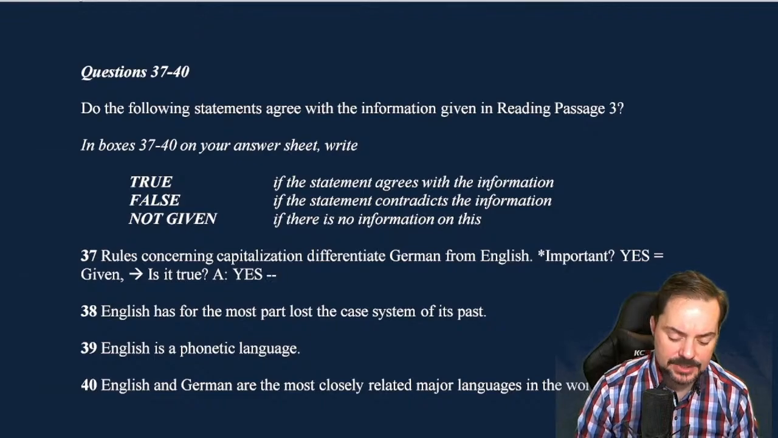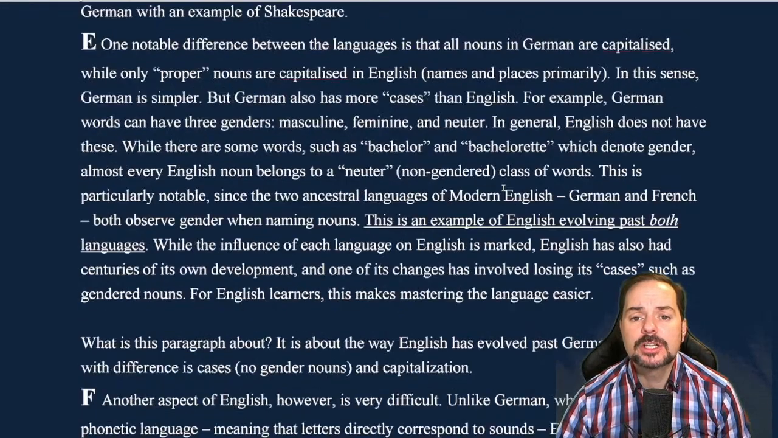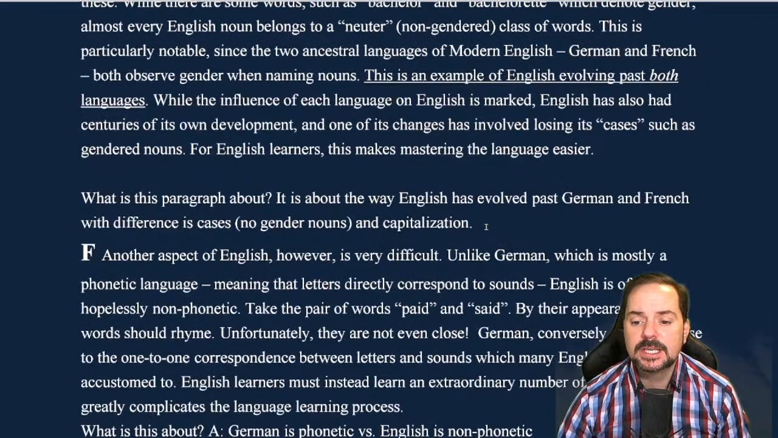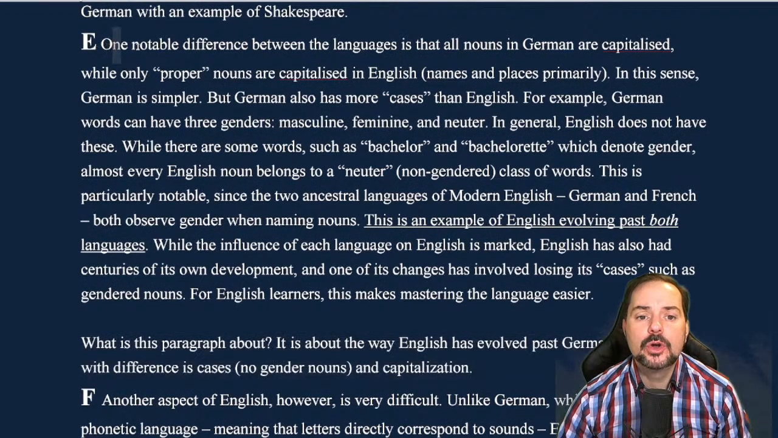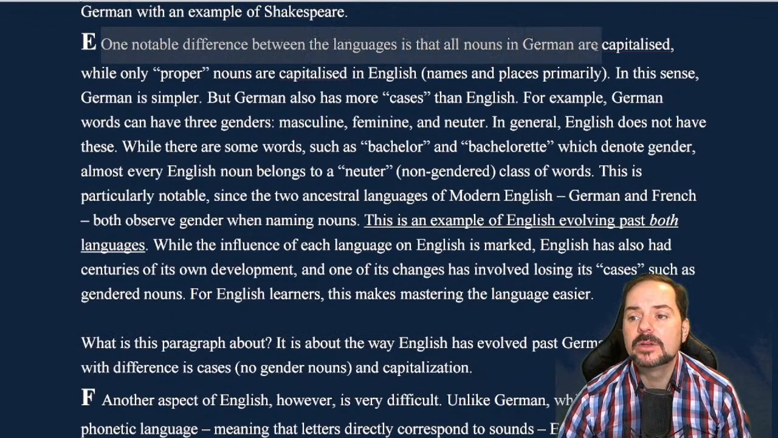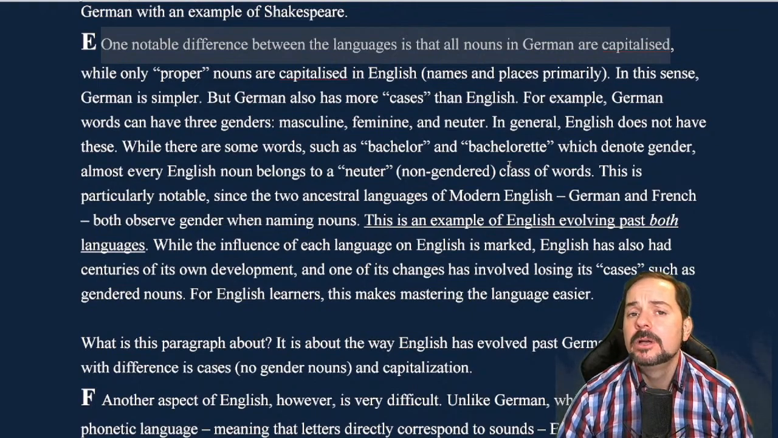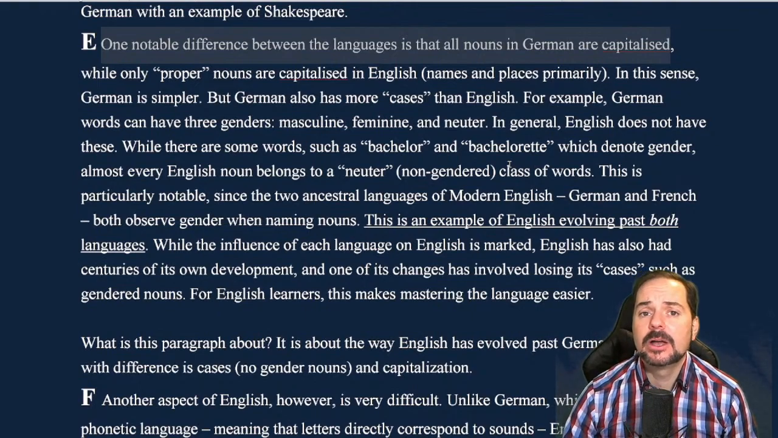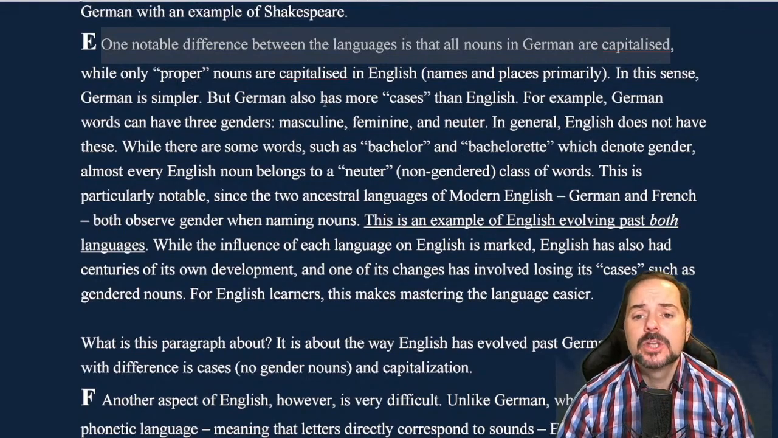Therefore, the answer to this question is true, or T. Okay? Because I remember that the passage talks about capitalization differences here. Remember this paragraph, paragraph E? It says one notable difference is that all nouns in German are capitalized. So you put a capital for every noun in German. But in English, you only do it for names and places, right? Okay, so that's the answer there.